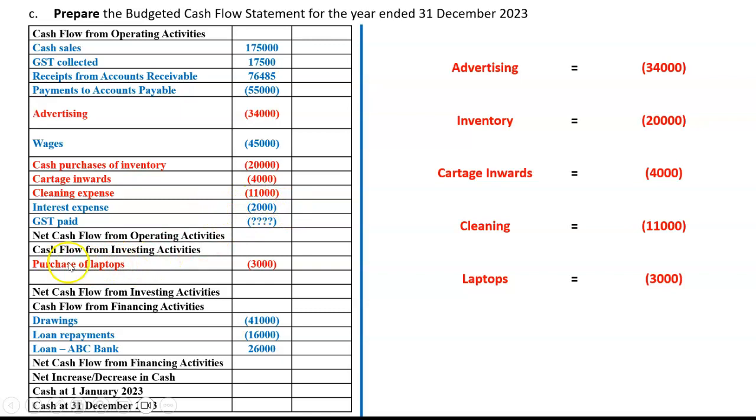But then this one, people forget this one just because it's in the investing activity section, but the purchase of a non-current asset will have GST. What doesn't have GST is drawings or loan repayments. So if we're just going through the payments, so the negatives in brackets, that's everything that has GST, and if I add all that up, that comes to 72,000.